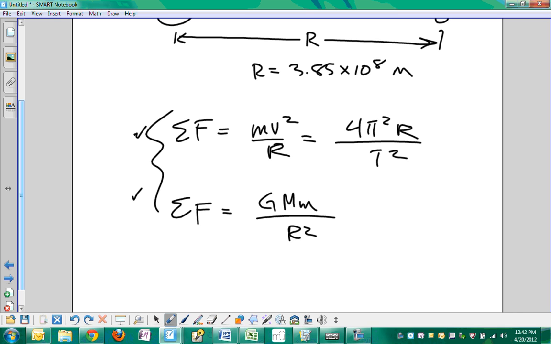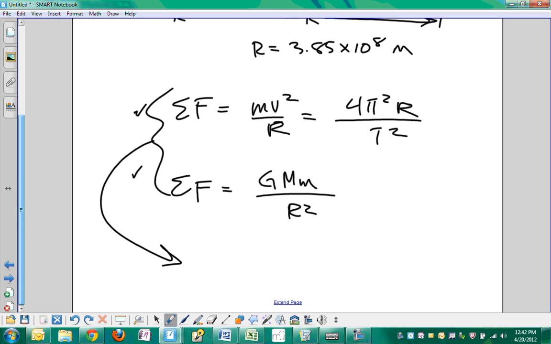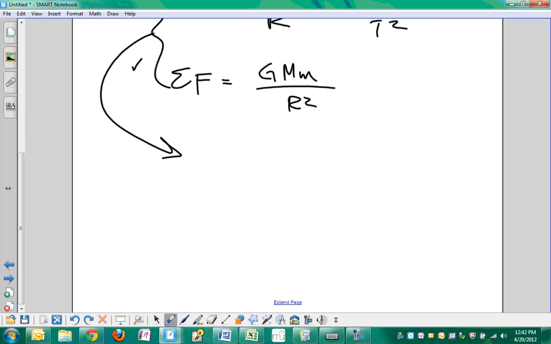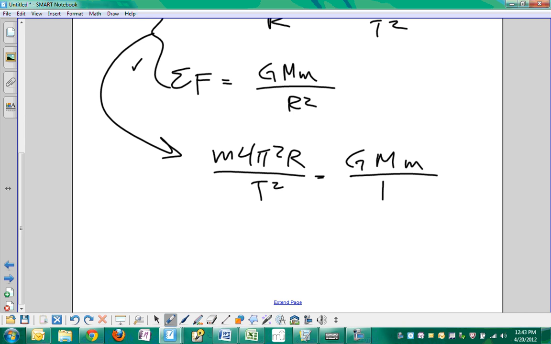All right, so we're going to take those and set them equal to each other, as we are wont to do. And we get that m times 4 pi squared r over T squared is equal to GMm over R squared. Big M, little m. All right? So what is little m? What is big M? Little m is the mass of the moon. As we said, our result is independent of the mass of the moon.